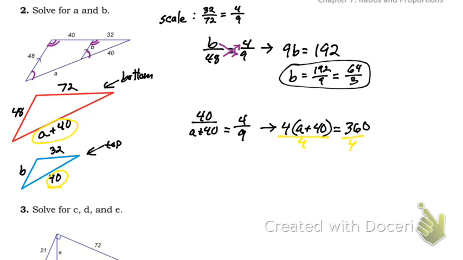So we can divide both sides by 4 just to kind of simplify our life. And we'd come up with A plus 40 equals 90. Subtract 40 on both sides, and you come up with A equals 50. There's my A, there's my B. I am done.